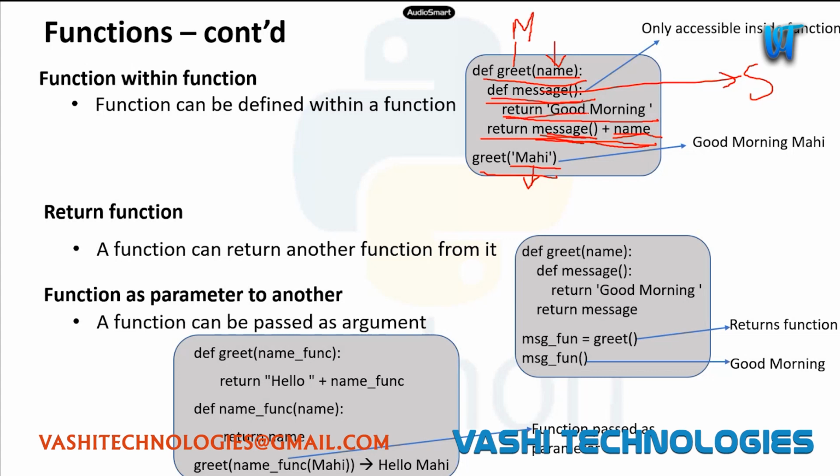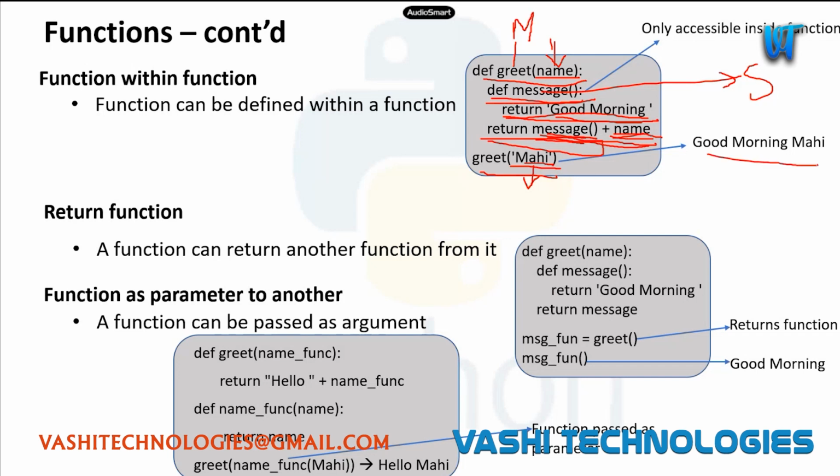Inside greet, I have this message, and here I have this return good morning. So I don't have any argument for message, right? I'm just returning the good morning word. So in the main function's return, it will call that message function, whose result will be good morning, plus name. I have passed Mahi as the argument, like name for this greet, right? So it will just concatenate this Mahi to this good morning, and the result will be good morning Mahi.